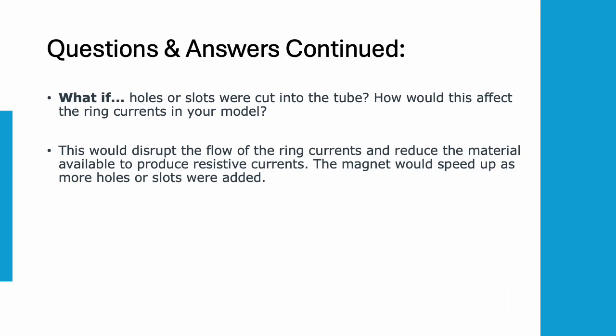And the second question, what if holes or slots were cut into the tube? How would this affect the ring currents in your model? This would disrupt the flow of the ring currents and reduce the material available to produce resistive currents. Thus, the magnet would speed up as more holes or slots were added, eventually approaching no tube being there and therefore approaching free fall.